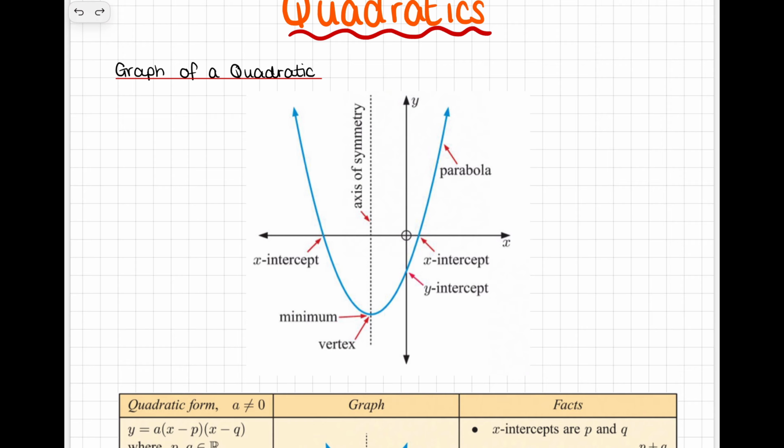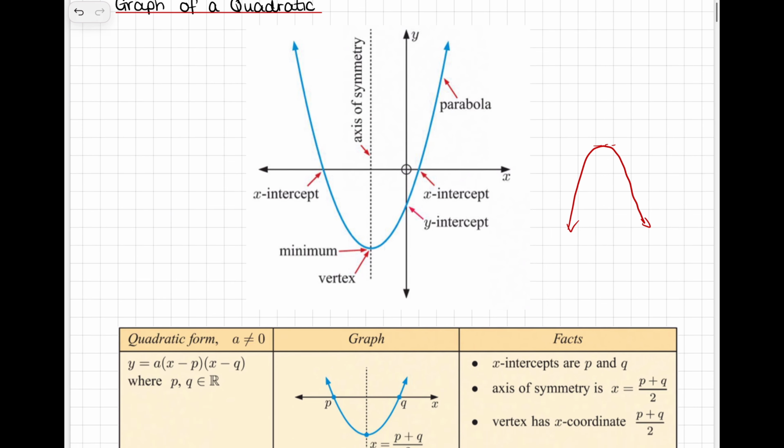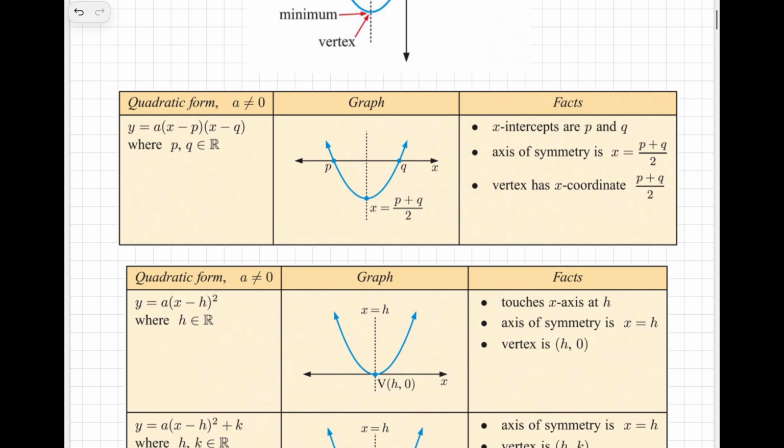And axis of symmetry, we can often be asked for the equation, and that is the x-coordinate of the minimum point, or the maximum, depending which way around the parabola is. In this one here, we have a minimum. It is also possible to have a maximum, so we could have a quadratic that goes this way around, which means there would be a maximum. And the vertex is that minimum or maximum point, the x and y coordinates that make up the vertex, the minimum, the maximum.